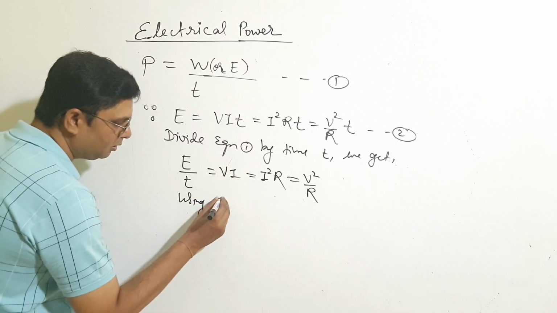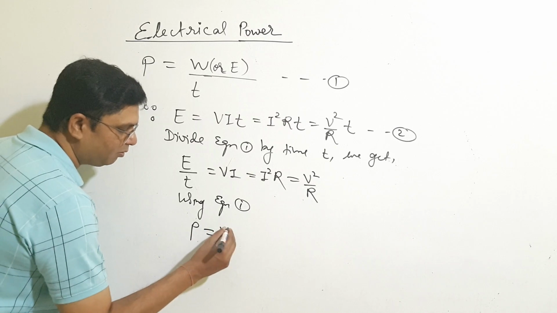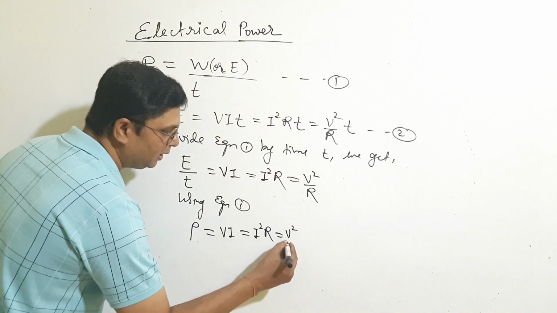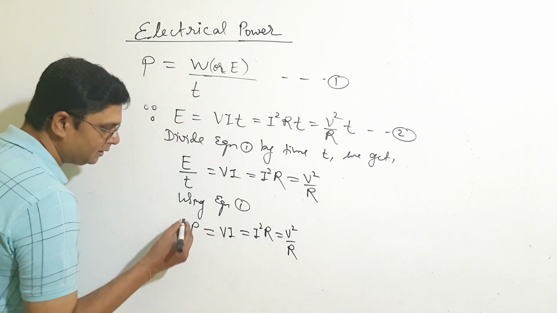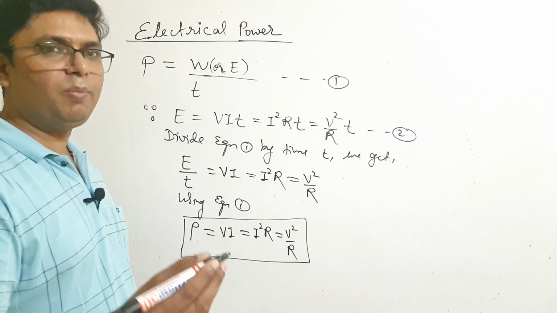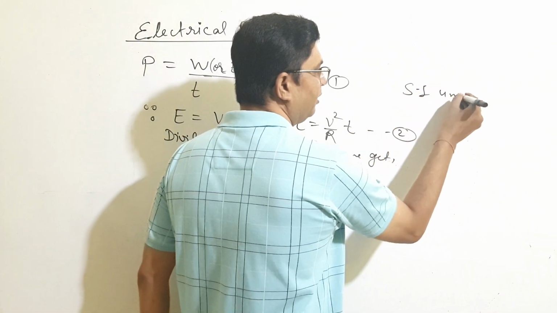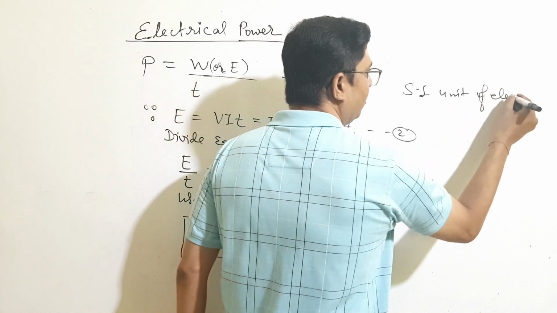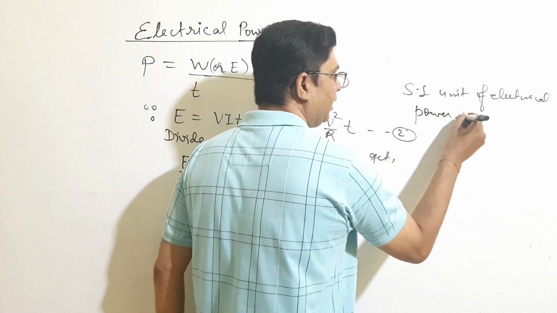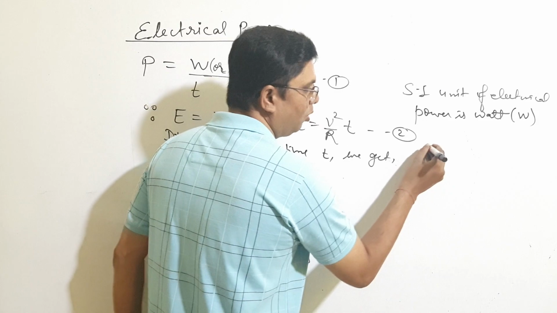Using equation 1, you can say that power P, electrical power, equals VI, which is equal to I square R, which is equal to V square upon R. This is the expression for electrical power. The SI unit of electrical power is watt, symbolized by capital W.